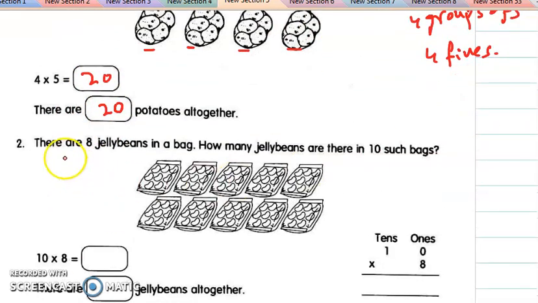In the next one, there are 8 jelly beans in a bag. Each bag is having 8 jelly beans. How many jelly beans are there in 10 such bags? So there are total 10 bags. 1, 2, 3, 4, 5, 6, 7, 8, 9 and 10. If you count them all together, you will get 80. So there are 80 altogether. Or you can multiply. Remember, any number multiplied with 0 will give 0. And then this one, 8 times 1 makes 8.